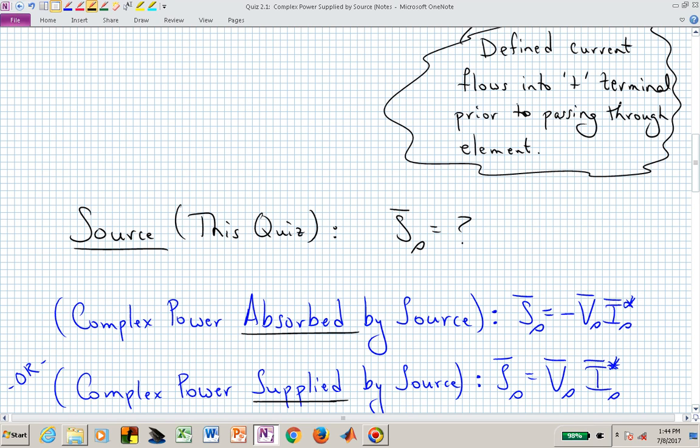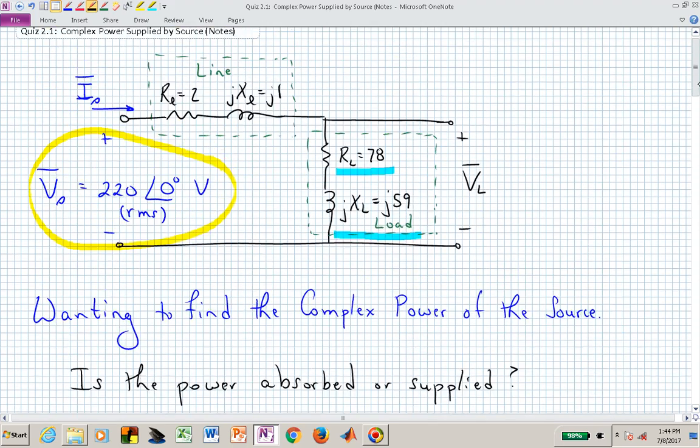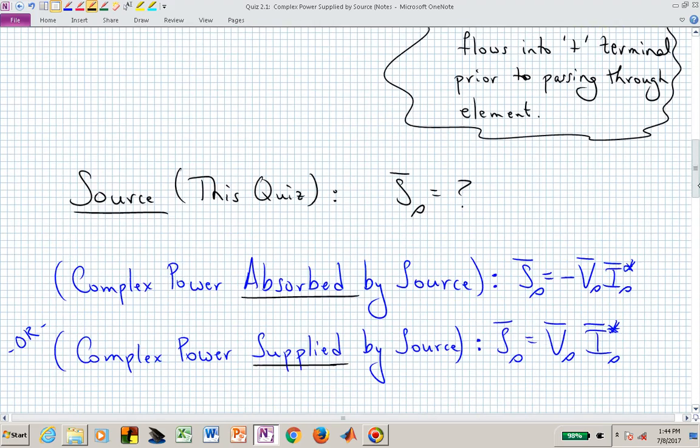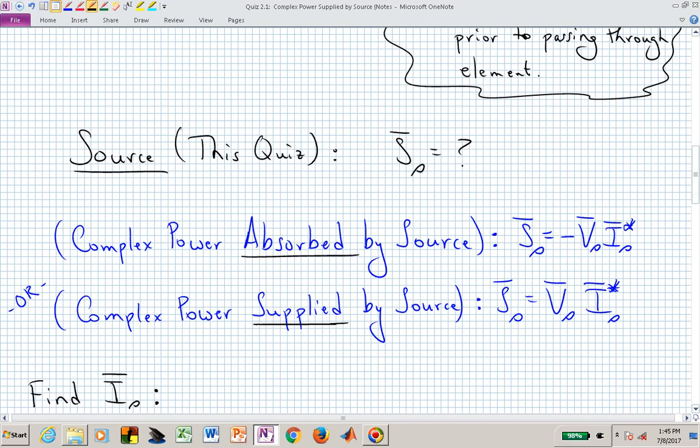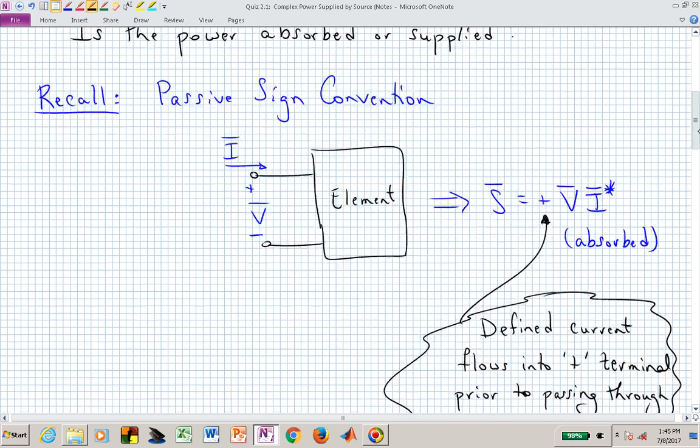So here, if we can find I sub S, or the current that's being supplied to the load by the source, as defined here, then we can take the complex product of the voltage phasor of our source times the conjugate of that current, and that particular product will produce the complex power supplied by the source. So now what we want to do is determine I sub S, the current flowing in this series circuit.